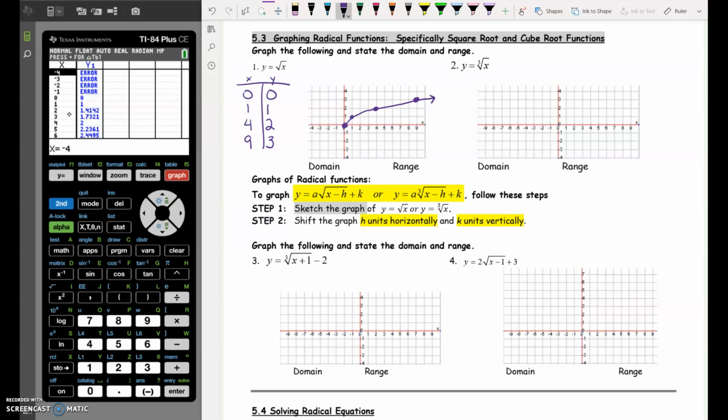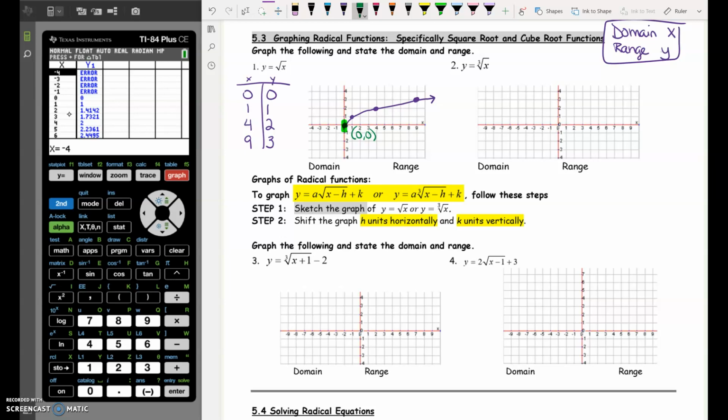The domain is always the x value. So you may want to write somewhere over here to the side, the domain is always the x's, and the range is always the y. So when we talk about domain and range, specifically for square root functions, we need to look at what x values are allowed and what x values are not allowed. So really, this point right here is the key to your domain. The x value of this point is 0. The x value of the next point is 1, and then 4, and then 9.